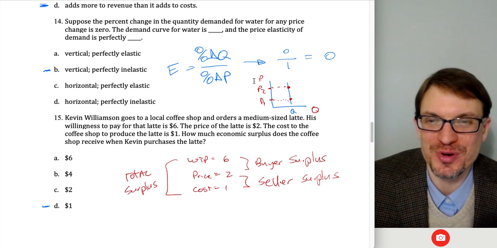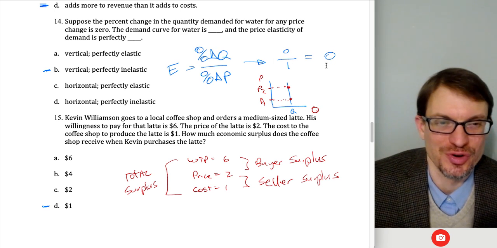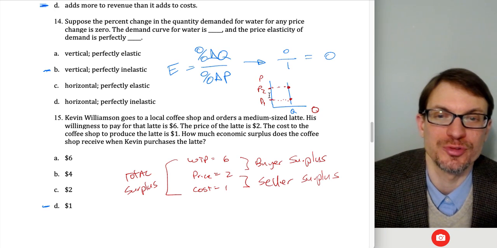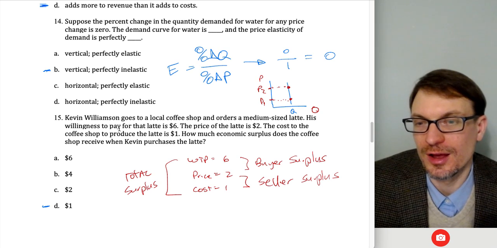If there's a 0 percentage change in quantity, this gives us a fraction that's overall 0. And sure enough, you can see in the graph, if we have a vertical demand curve, it doesn't matter what happens with the price. Quantity is not going to respond. It's the same quantity.